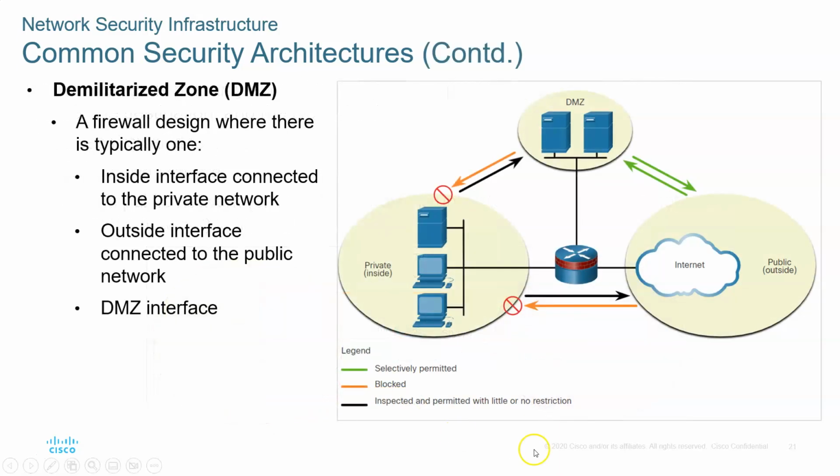Another way of doing it is to have a demilitarized zone. So please write this down. What is a demilitarized zone? Anything that you want the public to access, such as an HTTP server or a DNS server, you put it outside your private LAN.